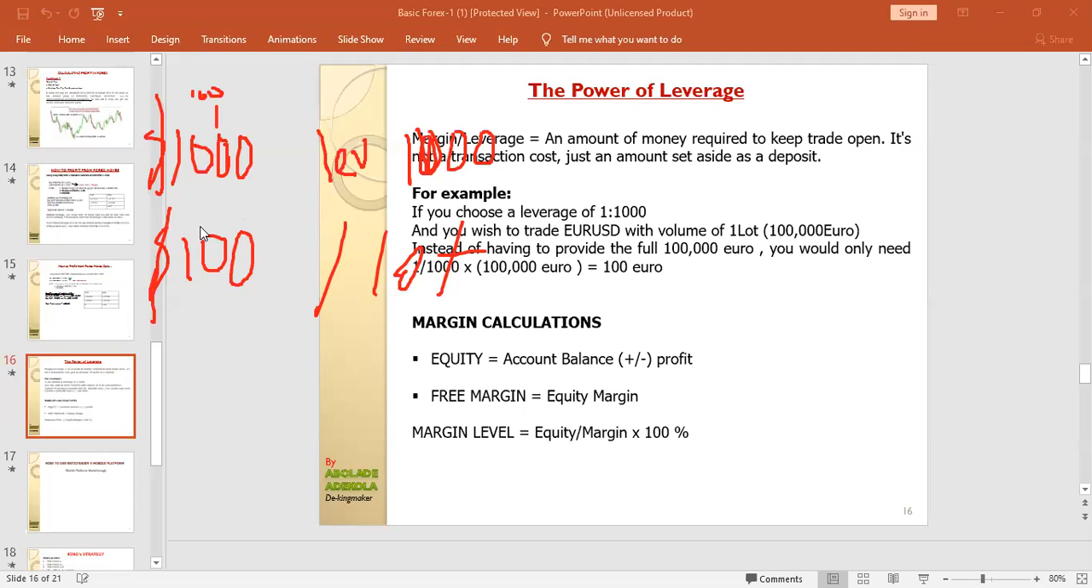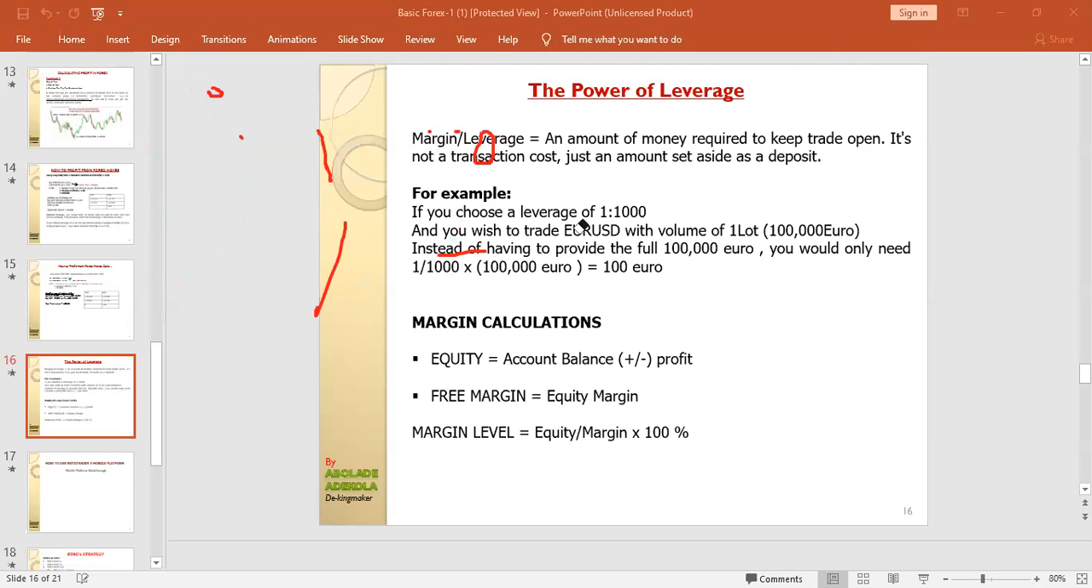If you have used, like the person just asked, let's do it this way. Let me clean all these things. Let's use that as an example, a clear cut example. You have $200 in your account, and let's say you have chosen the leverage of 1 to 1000. Let's use 1 to 1000.